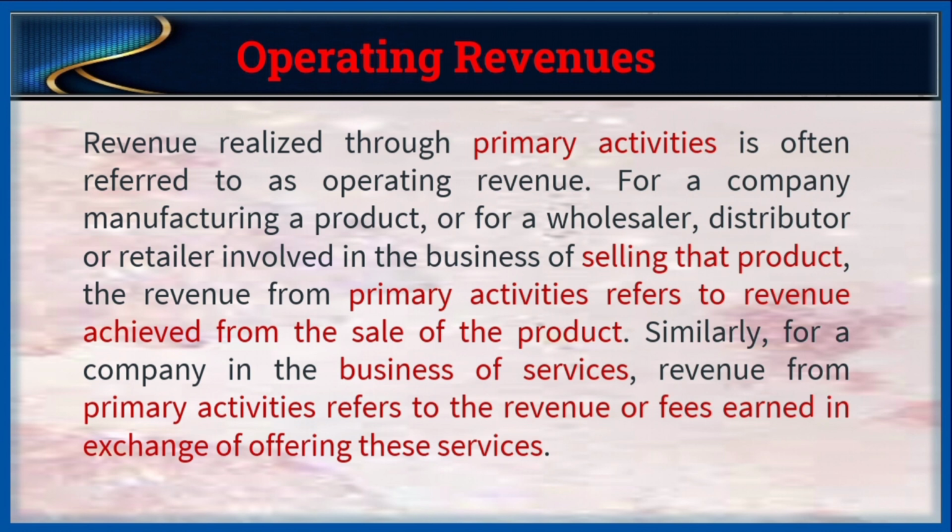Operating revenues. Revenue realized through primary activities is often referred to as operating revenue. For a company manufacturing a product, or for a wholesaler, distributor, or retailer involved in the business of selling that product, the revenue from primary activities refers to revenue achieved from the sale of the product. Similarly, for a company in the business of services, revenue from primary activities refers to the revenue or fees earned in exchange of offering these services.